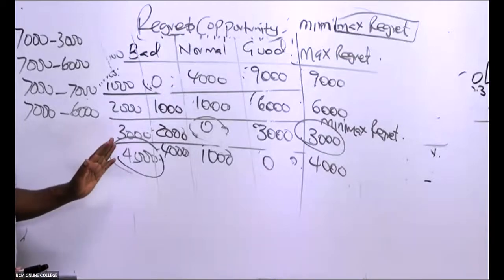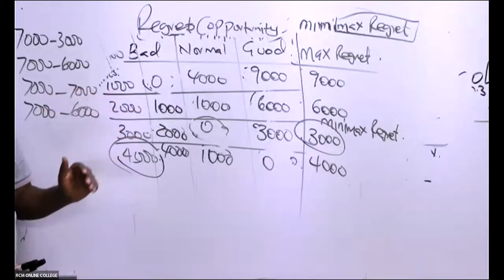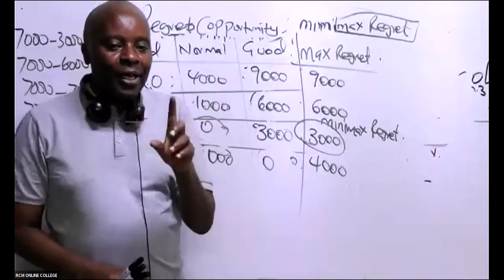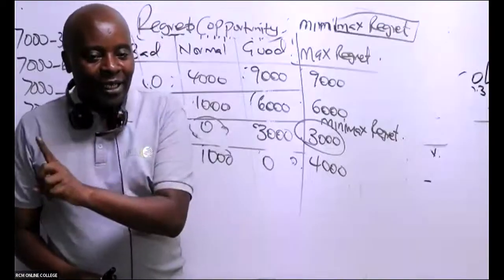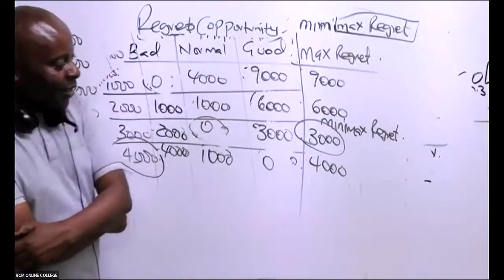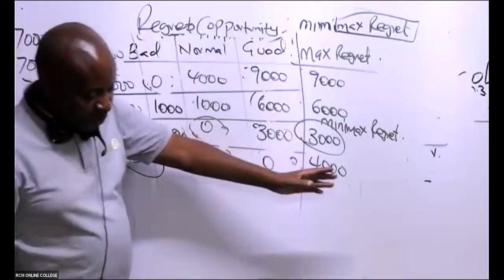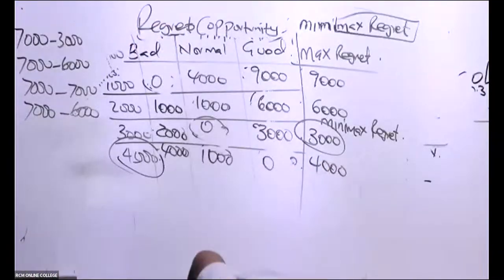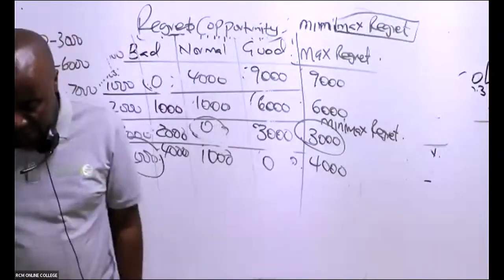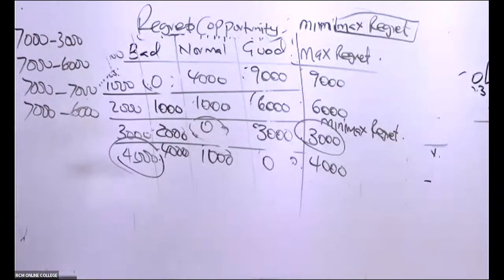No other calculation. You don't use probabilities at all, because we would have used probabilities if they asked us to get expected opportunity losses. So using minimax regret, we shall purchase how many burgers? 3,000.